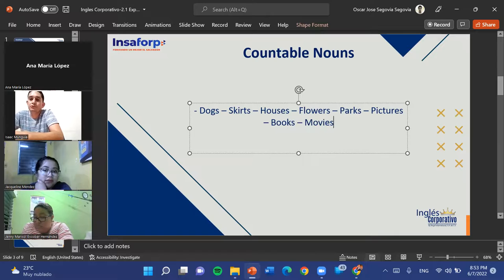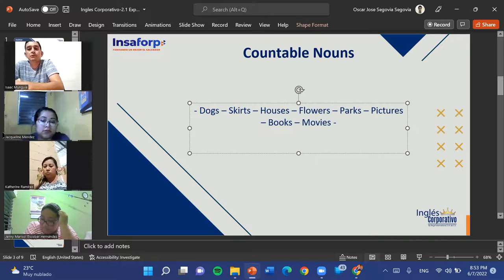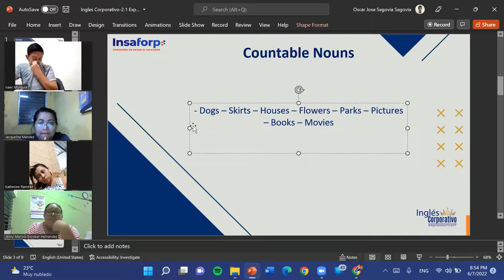Movies. Very good. Movies are also countable. And am I missing anyone? I think I had, okay, 1, 2, 3, 4, 5, 6, 7, 8. No, so there we go. So those are all of you guys. Okay, so dogs, skirts, houses, flowers, parks, pictures, books, and movies. All of them are nouns that can be counted, nouns that can be separated from one another. Therefore, we're going to be using them as countable nouns.